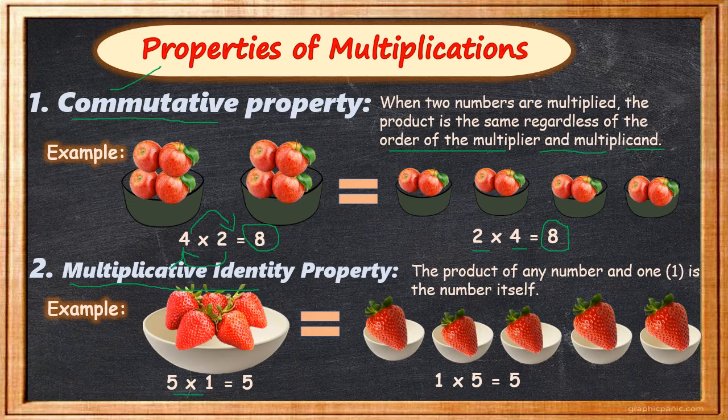Now you can see here commutative property. Earlier it was 5 into 1. Now it is 1 into 5. Yes, children? I believe both the properties are clear to you now.